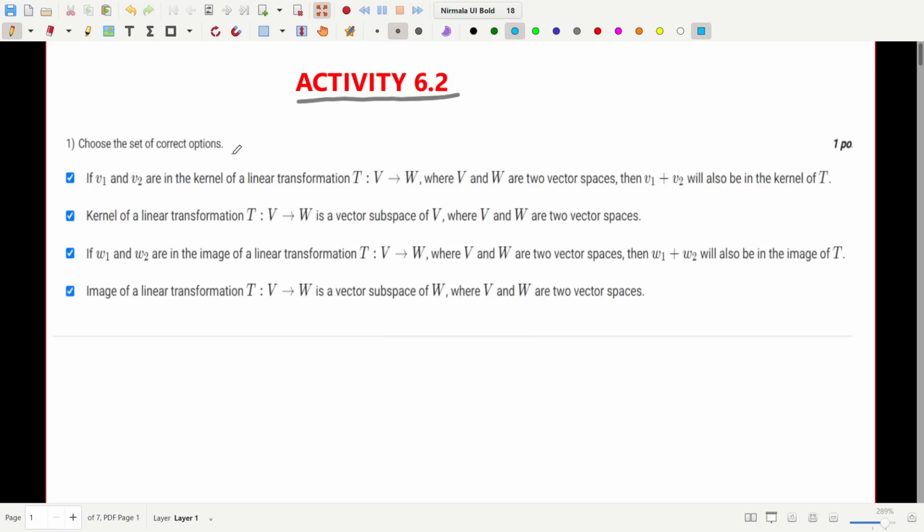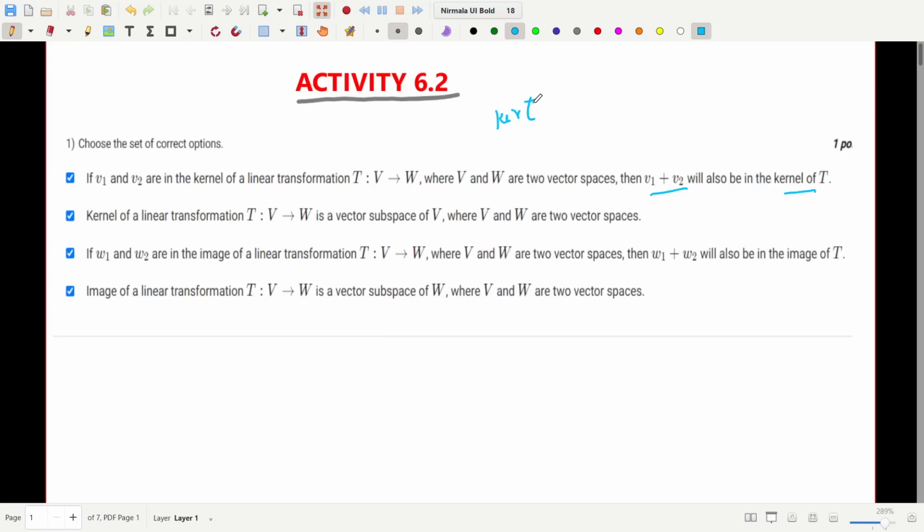Choose the set of correct options. If V1 and V2 are in the kernel of a linear transformation T from V to W, where V and W are two vector spaces, then V1 plus V2 will also be in the kernel of T. Kernel of T is a vector subspace of V.